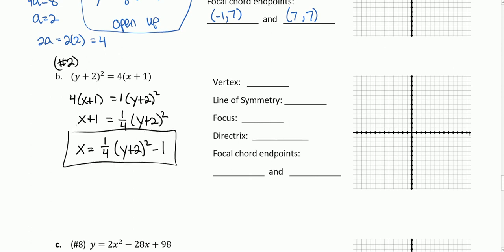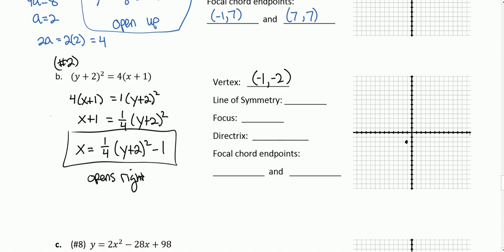Okay, so here it's going to open in the positive x direction. So it opens right. We say positive because the 1/4 is positive. We say x direction because it's an x equals parabola. The vertex of this parabola, well, that y + 2 contributes to the y value of the vertex, so we get a -2 for the y value, and the -1 contributes to the x value. So we can start by plotting that vertex at (-1, -2).